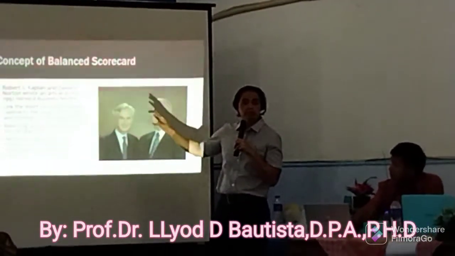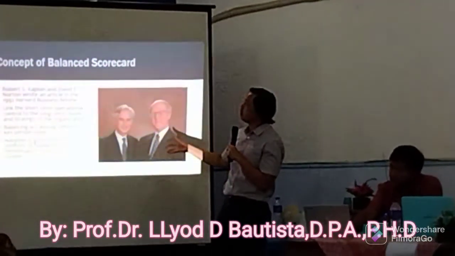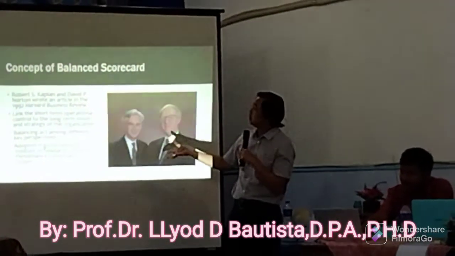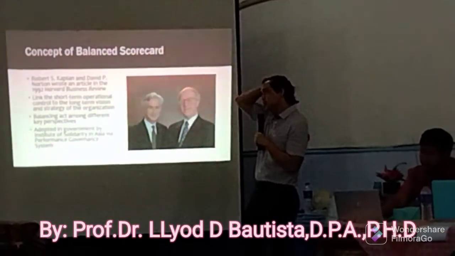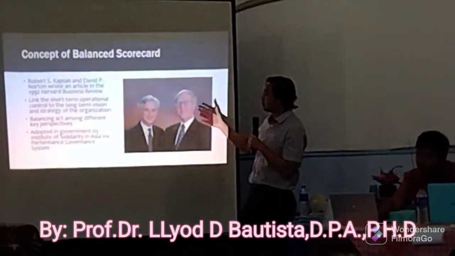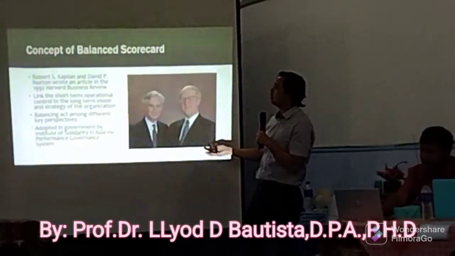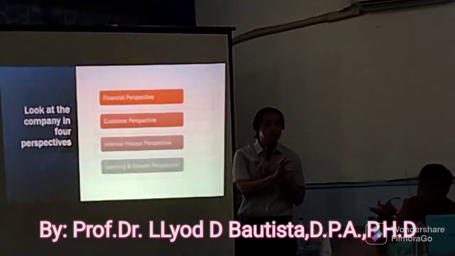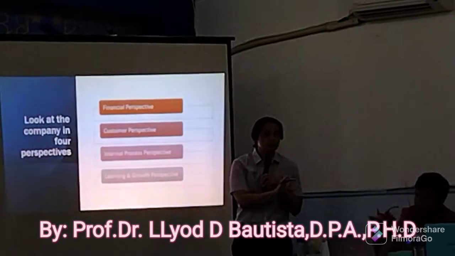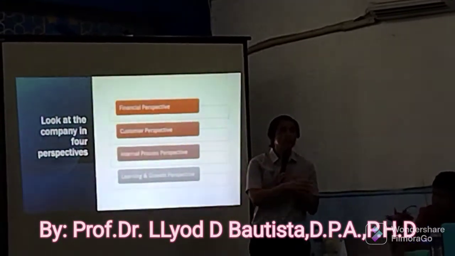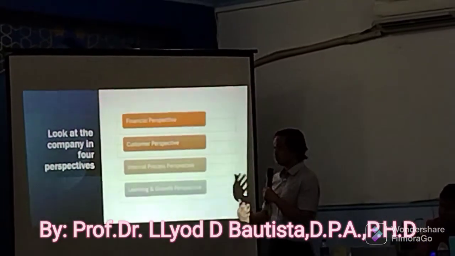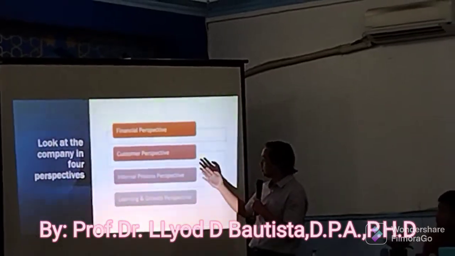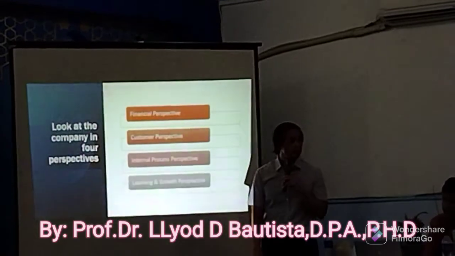So this concept was taken from the balanced scorecard by Robert Kaplan and David Norton. So they came up with a balanced scorecard. Go down. So they were looking at different perspectives in analyzing how we perform as an organization. Can you translate that? Financial perspective, customer perspective, internal processes, and learning and growth.